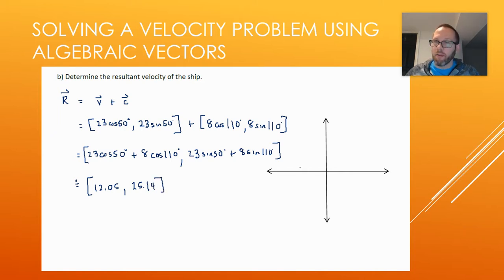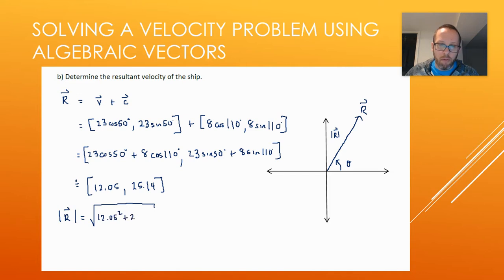Now, that doesn't tell us the magnitude and direction, but that's easy to find with a position vector, right? So 12.05, 25.14. That is somewhere like that, right? And what we need to find is this angle, called theta again. And we want to know the magnitude of this resultant too. Well, that's easy to find. We're just going to use Pythagorean theorem, right? Remember, to find the magnitude of a position vector, we just use Pythagorean theorem with the individual components. So 12.05 squared plus 25.14 squared.